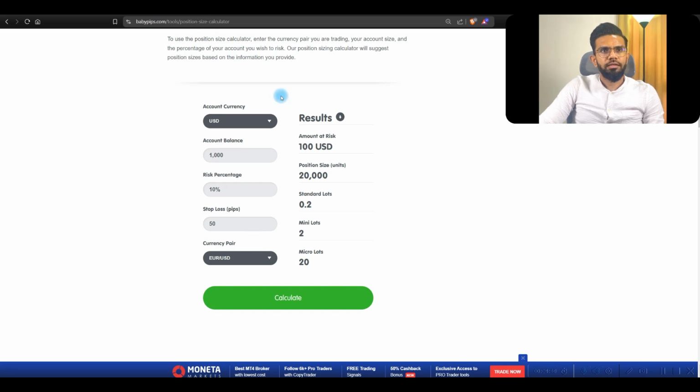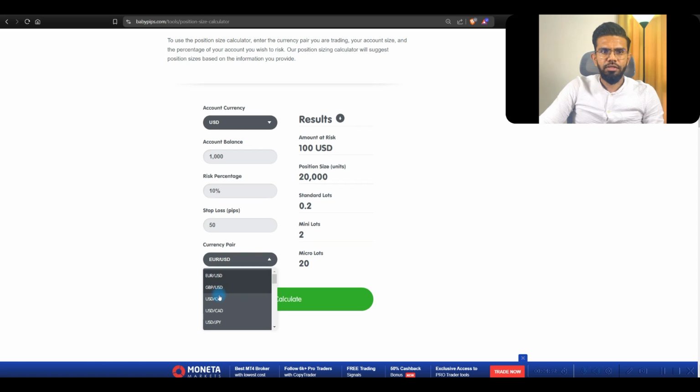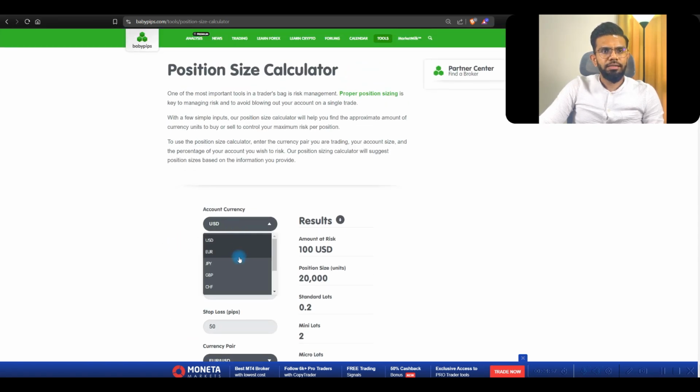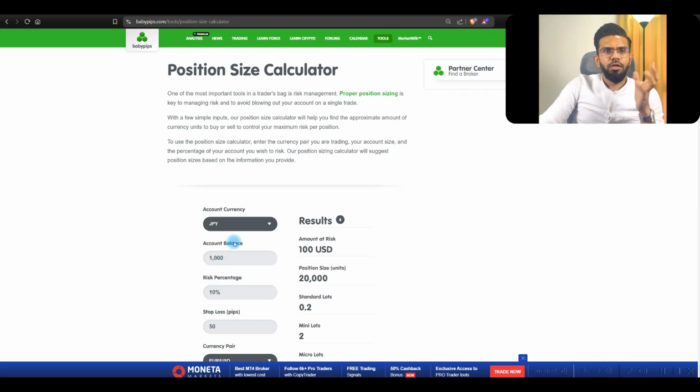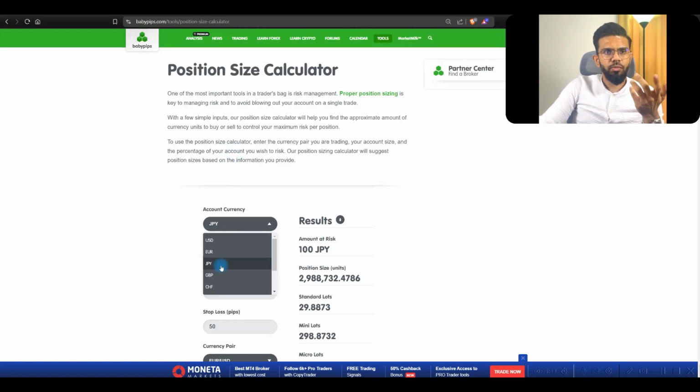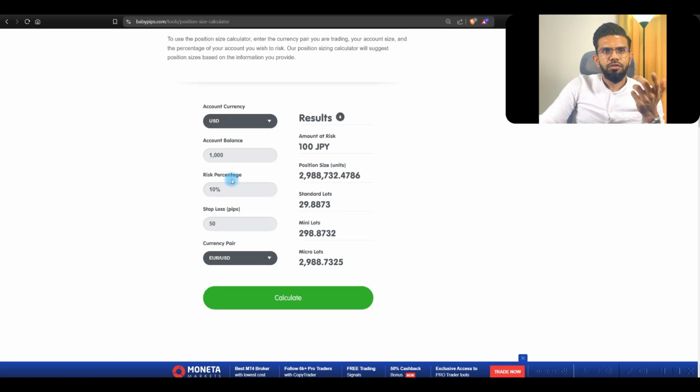Once you have that, this is your lot size calculator. Even if you are trading some other currencies, you can still look back in here. You'll have everything here. And this is the account currency you are trading. Let's say your currency is different, you're watching from Japan and your currency is JPY. See, now it will be a different lot size. Whenever your account currency changes, the lot size will change. But mostly I'm using USD, so I'm going to stick to that, and this is your account balance.